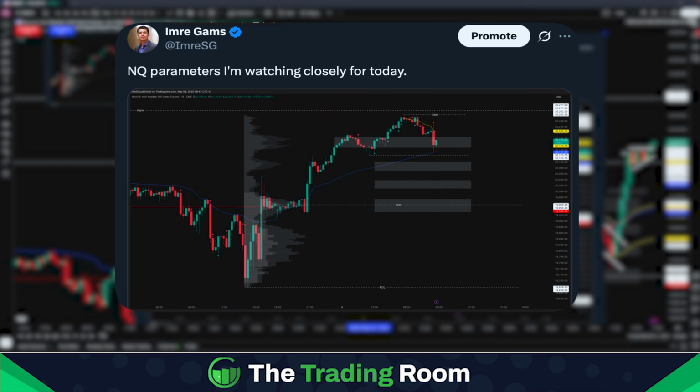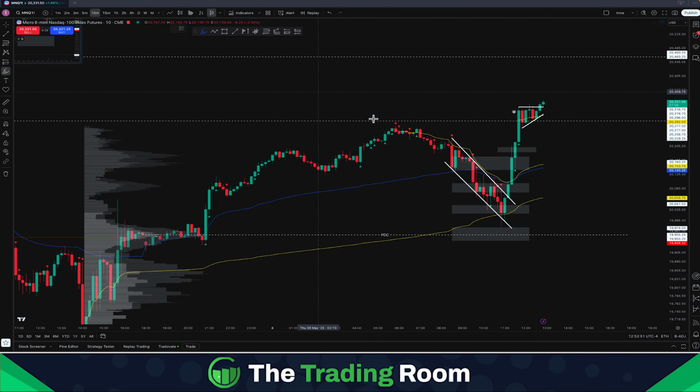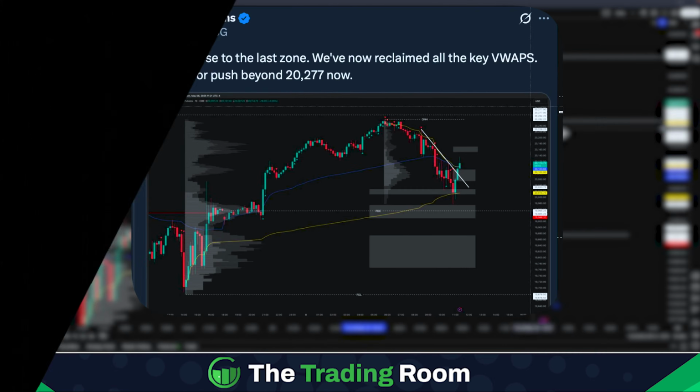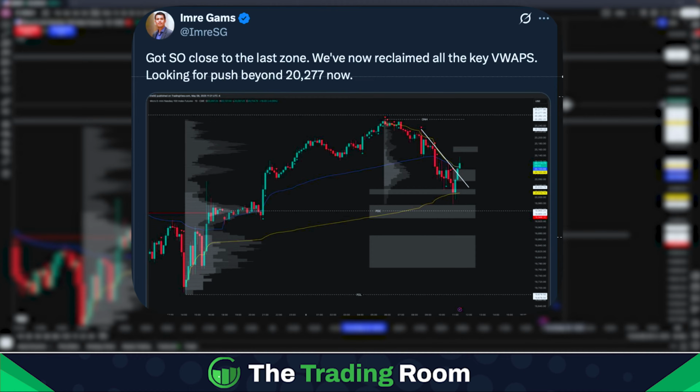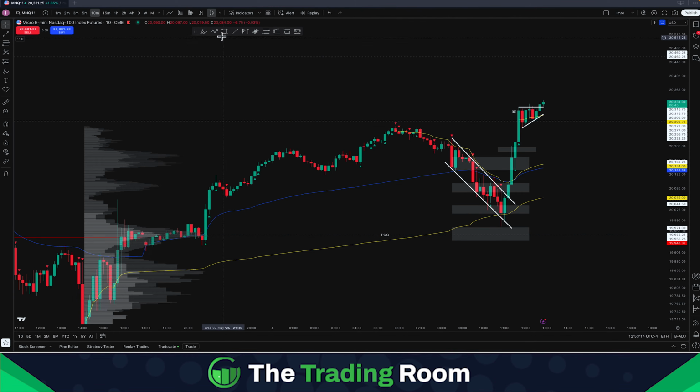Now here on the screenshot, I want to draw your attention to the 4 shaded areas that I've drawn in here. Okay, now I'm going to delete the screenshot off of the TradingView chart, and you can see how price hit 1, 2, 3, and very nearly 4 zones to the downside before I had an even bigger call to make. Now you can see in this tweet I wrote, got so close to the last zone, we've now reclaimed all the key VWAPs, looking for a push beyond 2277 now. And as you can see, price did exactly that. We pushed to 2277 and even a little bit beyond.